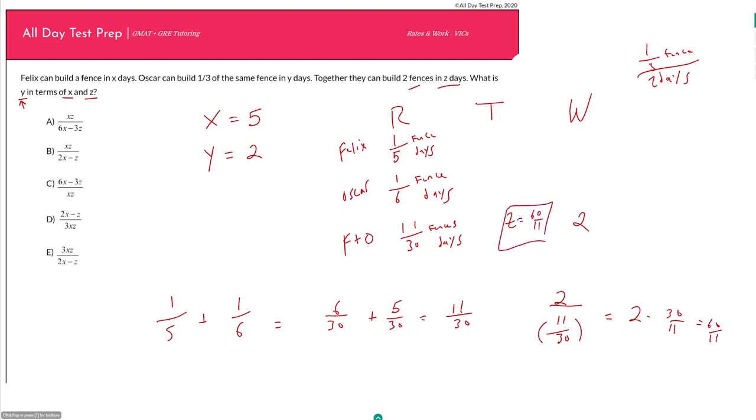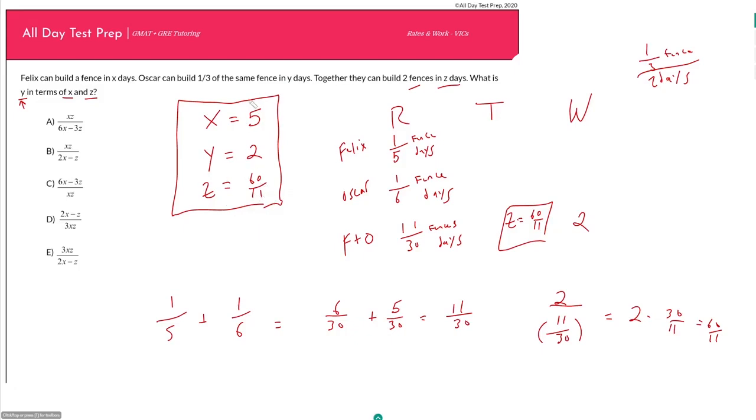So that is my z. Now, I said before that you want to try and choose smart numbers, and usually that means choosing integers. Here, we tried to do that. I thought I was choosing good numbers with 5 and 2, but then that resulted in a fraction here. But when this happens, I do not panic.